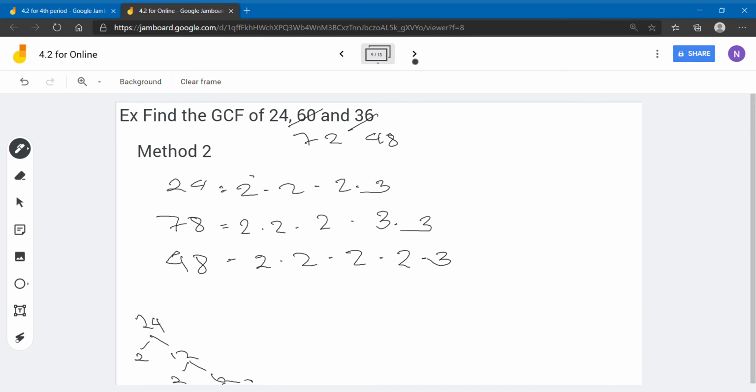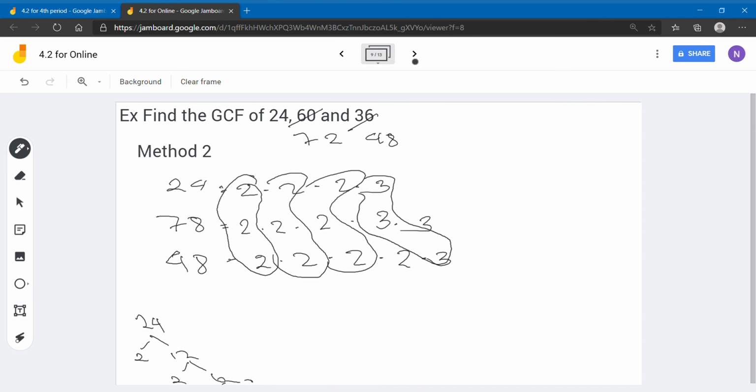And what you're going to do is find the common prime factors they all share. So we have one 2, another 2, and then another 2, and then one group of 3. All this represents one 2. All this represents one 2. All this represents one 2, and all this represents one 3.